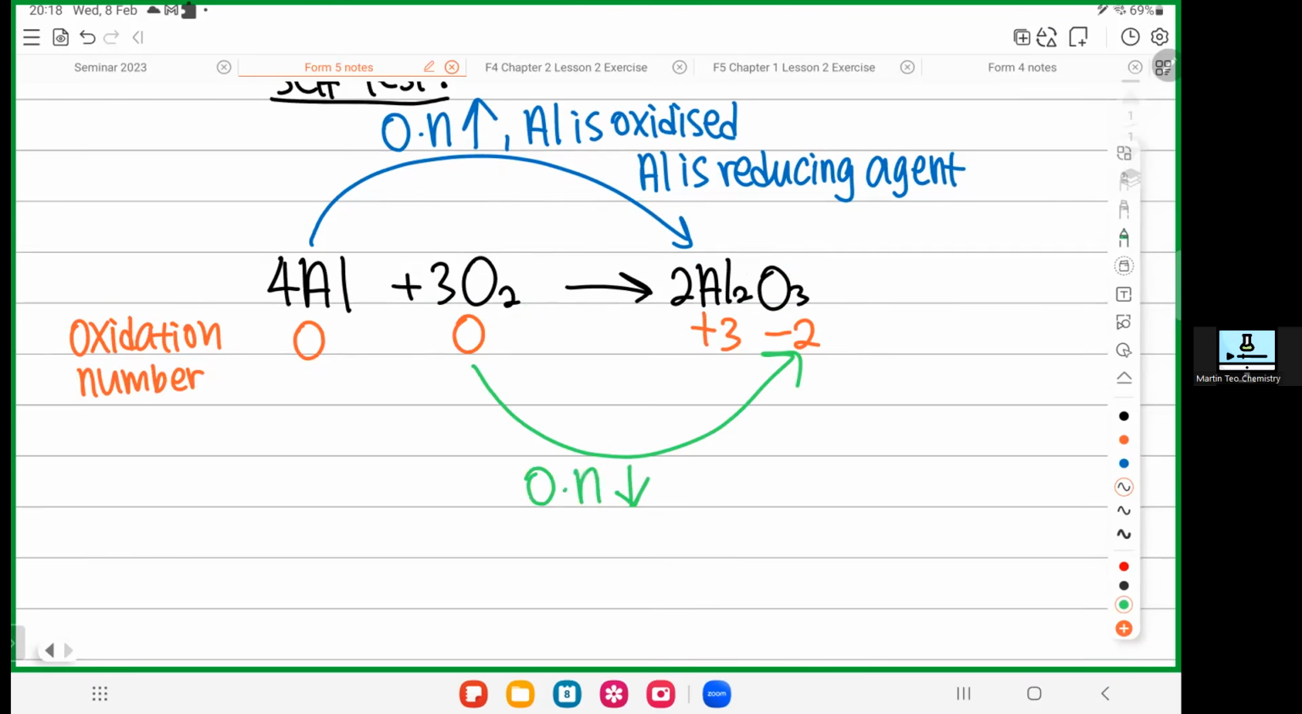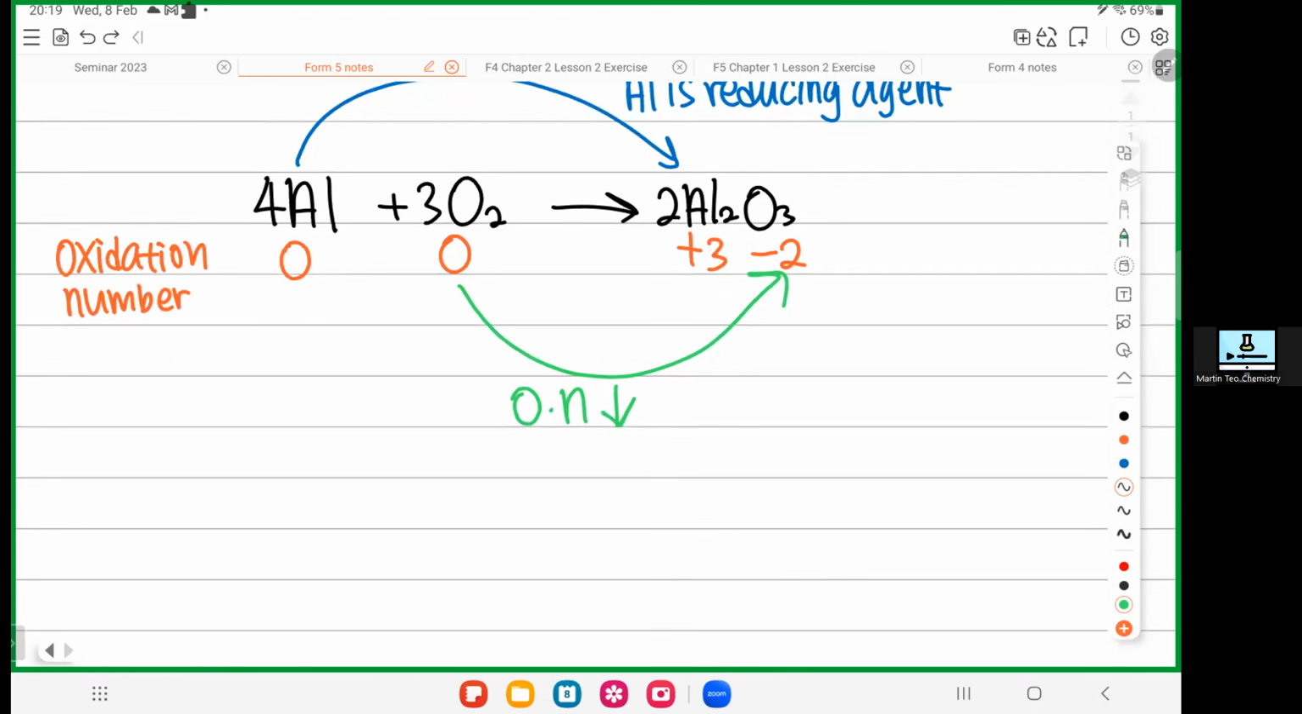In exam, can you write the word ON? Cannot. You must spell out the full name, oxidation number. So oxidation number decreases. When oxidation number decreases, what is the process? Reduction. So who undergoes reduction? This fella, O2. The 3 in front, don't include, it is for balancing. So you can say O2 is reduced, or O2 undergoes reduction. Both answers are acceptable, just two different ways to write it.